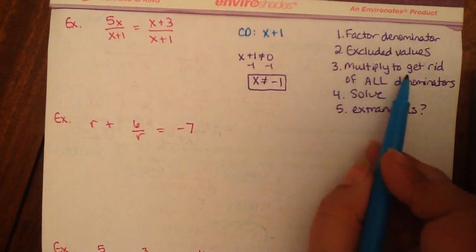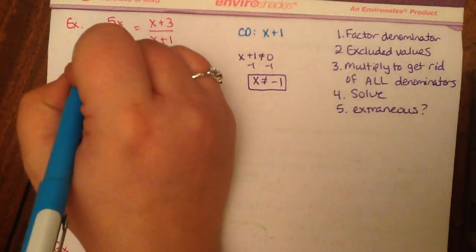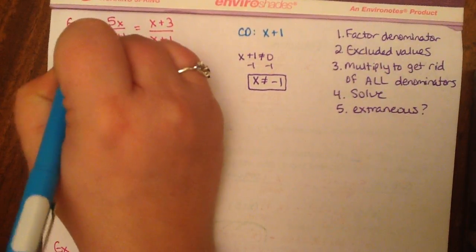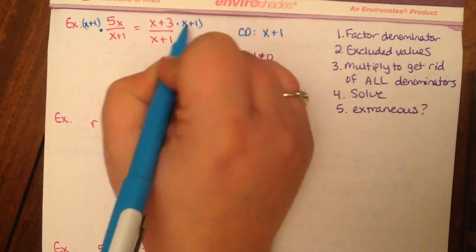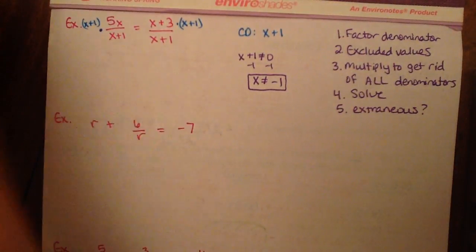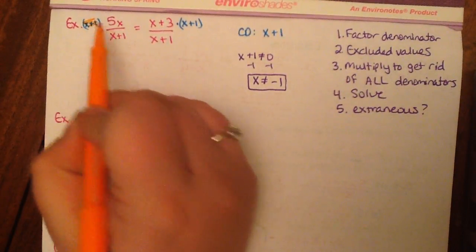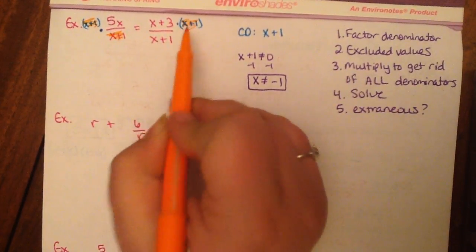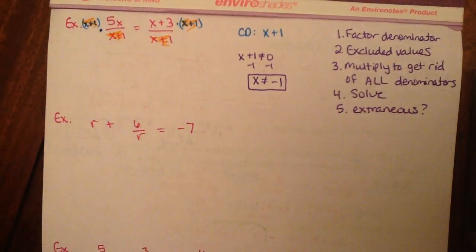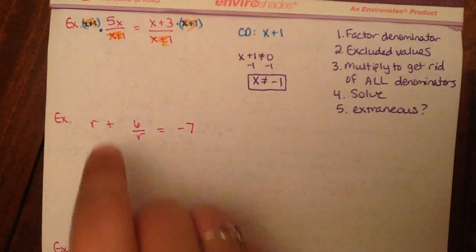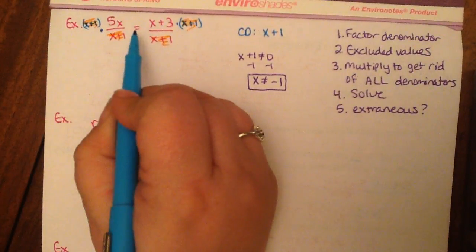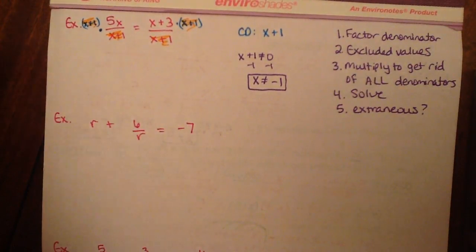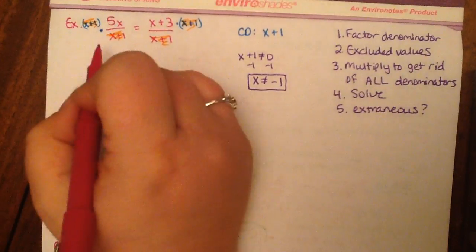Next, we multiply to get rid of all the denominators. So you multiply every term in the numerator only by your common denominator. And we multiply it in the numerator only so that it gets rid of our denominator. Now, this is nice, and we really like to get rid of our denominator, but it is only legal when you have an equal sign. If you don't have an equal sign, you can't multiply in the numerator only.